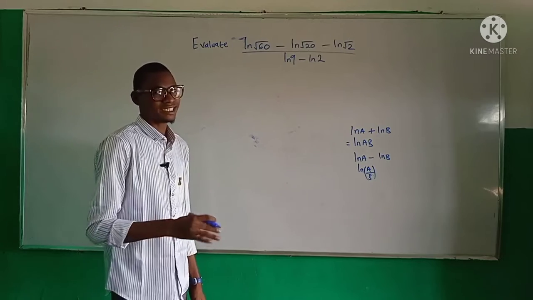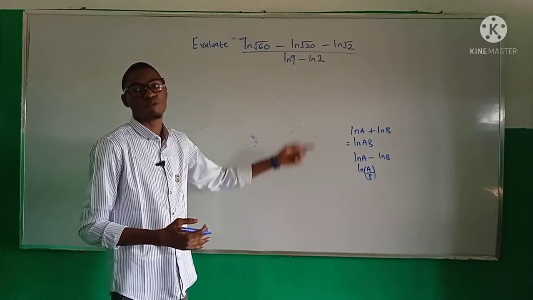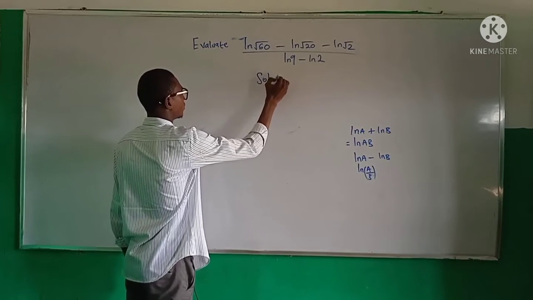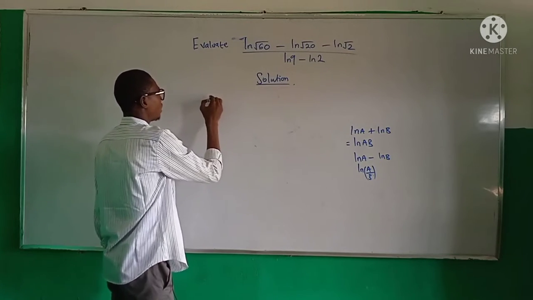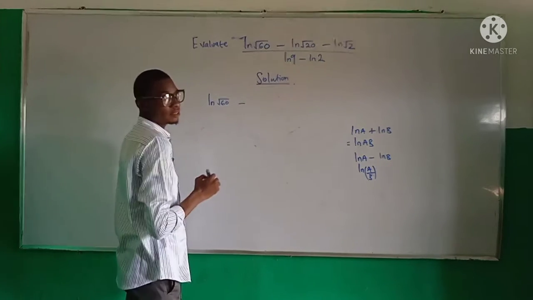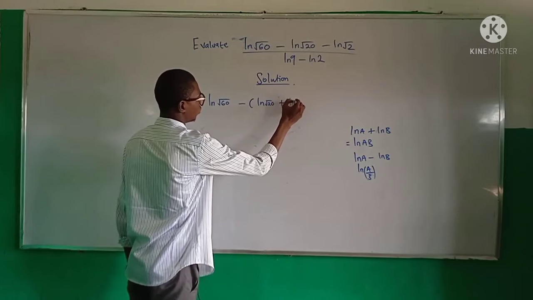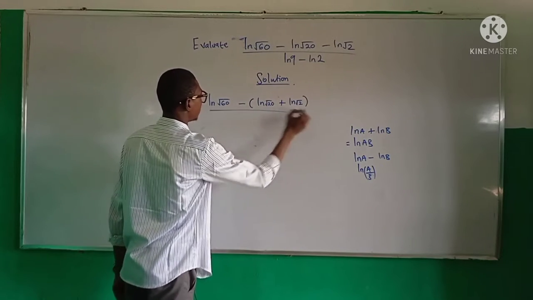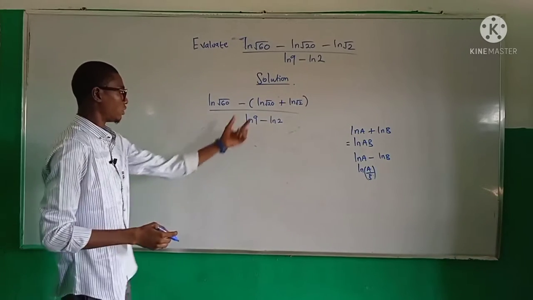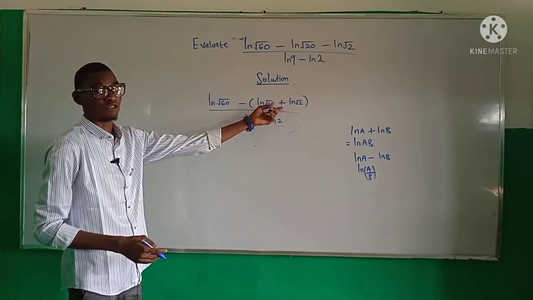If you understand that, I'm very sure this will be very simple for you to solve. Now let's use this to obtain the solution. You have ln root 60 minus, and don't forget I can factorize the minus, ln root 20 plus ln root 2, then everything over ln 9 minus ln 2. The only thing I did here is factorize the minus sign, which makes the sign inside positive.